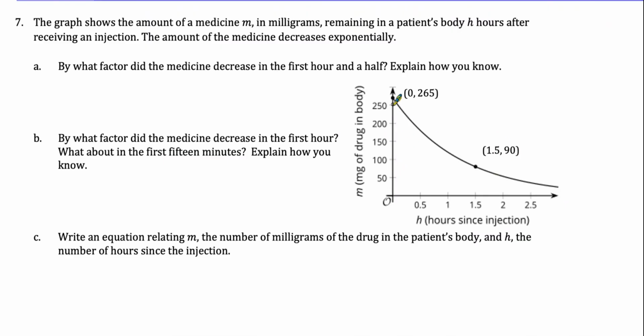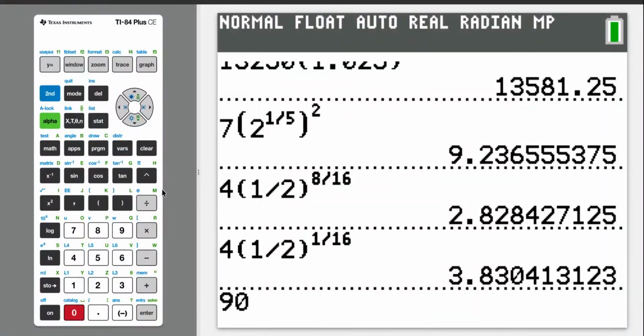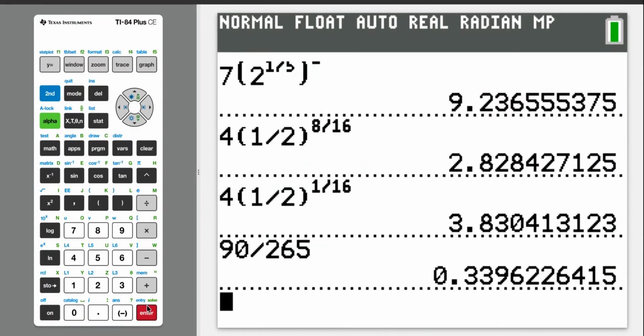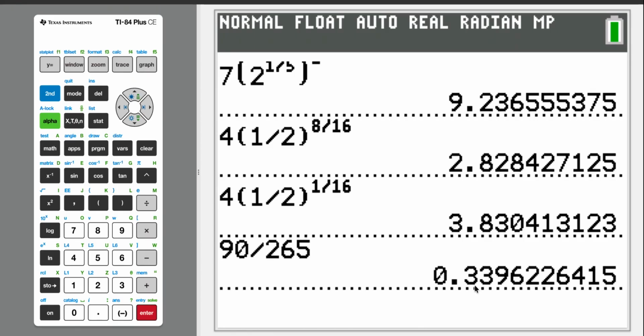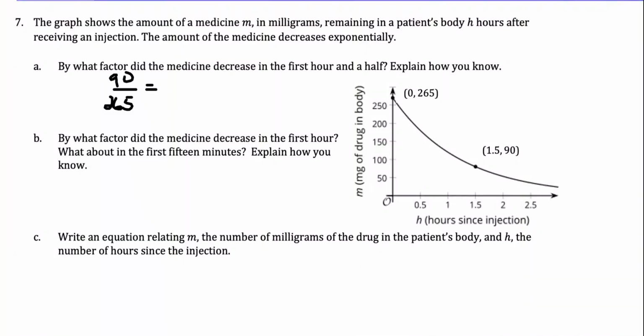So to get that factor over that 1.5 hour period, all I'm doing is taking a value and dividing by the previous value. So 90 divided by 265, if we put that into the calculator and round that to 2 decimal places, we can say about 0.34. Now, we can just leave this as a fraction too. I could just leave this as 90 over 265.